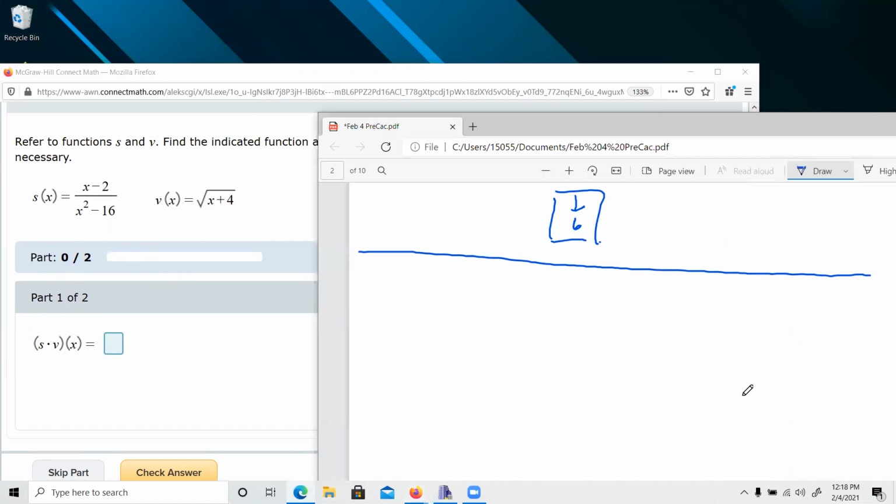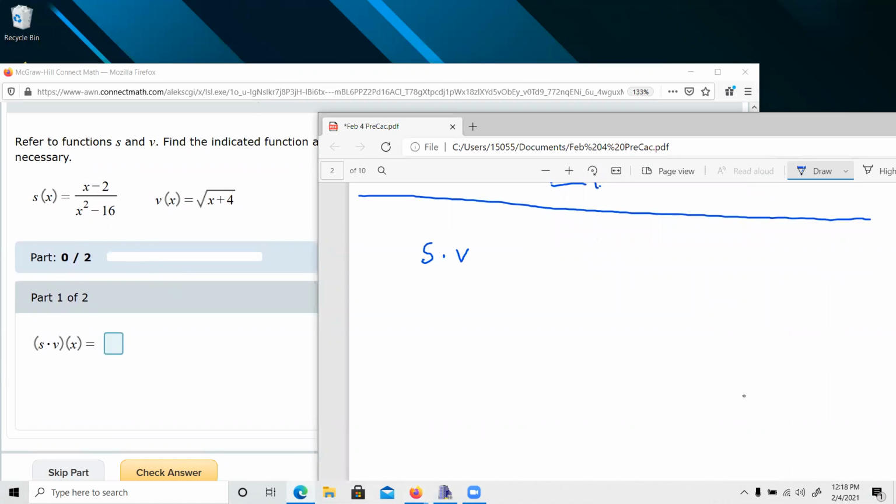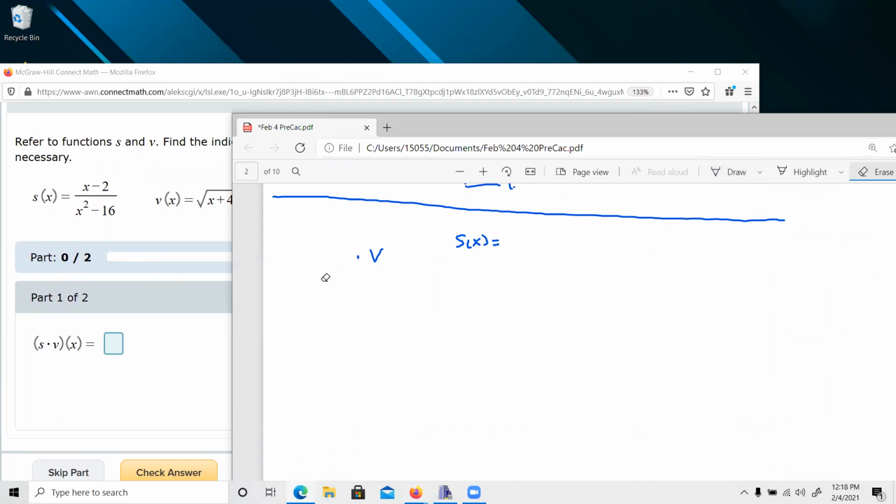All right. So what we have here is S times V. We have S of X is equal to... I'm terrible with that. I hate when books really insist on using S. I make a cursive S, because if I make this S, it keeps looking like a 5. So we have S of X is X minus 2 over X squared minus 16. I know they don't teach cursive so much anymore. The V of X is equal to the square root of X plus 4.